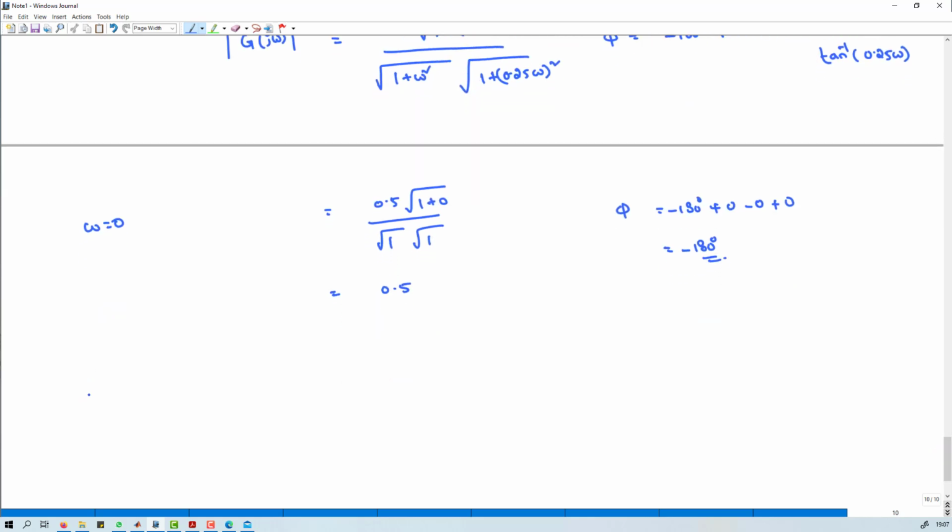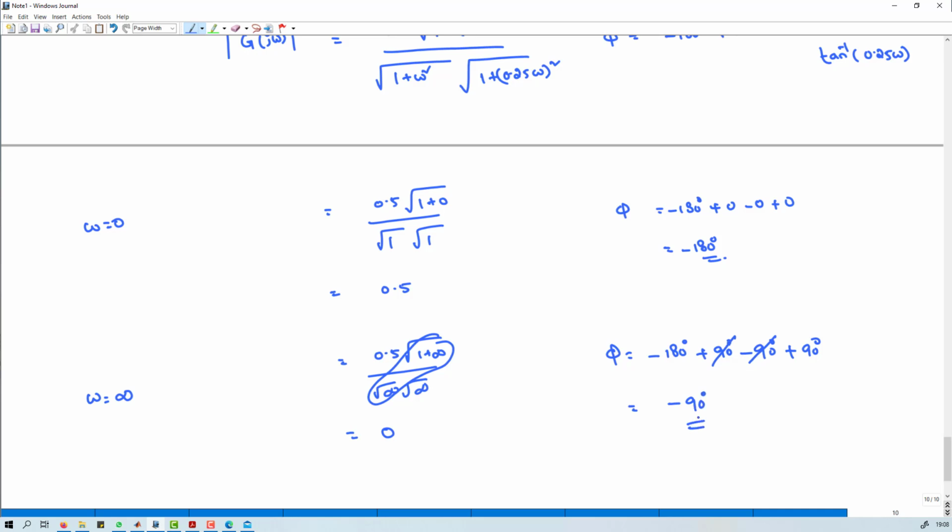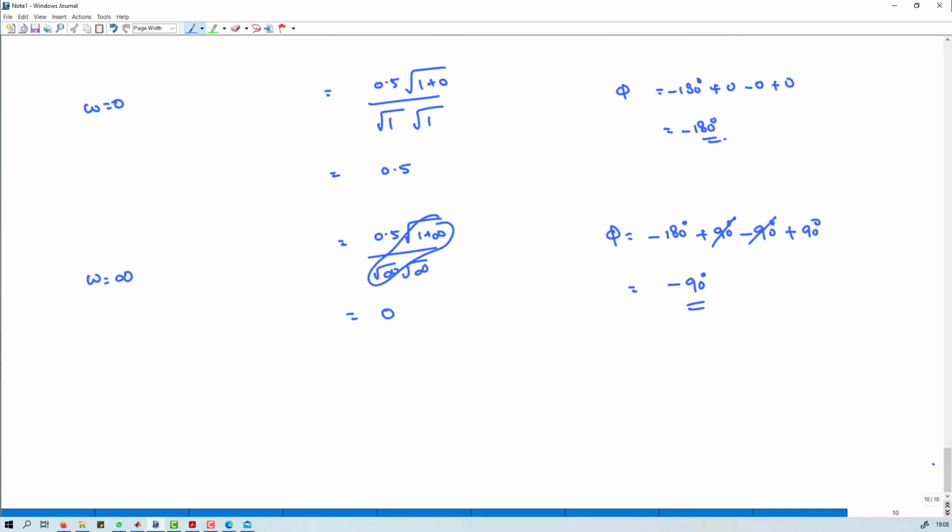Now at omega equal to infinity, the denominator is infinity times infinity, so it is much greater than the numerator, and 1 by that infinity gives you 0. And here phi is equal to minus 180 plus tan inverse of infinity, which is 90, plus 90 minus 90. The plus 90 and minus 90 go off, so you will finally arrive at minus 90 only. So you got both the magnitude and angle here. It will be easy to draw the polar plot.